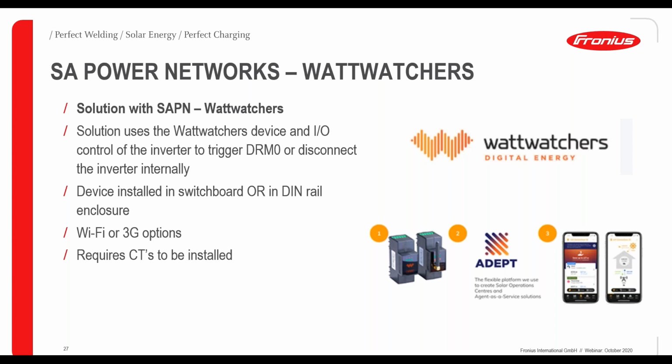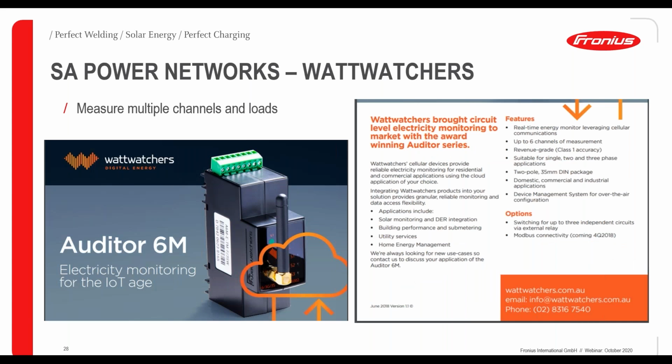So the device is installed in the switchboard. You can see it's a DIN rail mounted 2-pole device. It does have Wi-Fi or 3G options with that. It also uses CTs in order to record data as well if you want to do monitoring. So it does lots of energy monitoring. Multiple circuits can be measured on that as well. That's what the device looks like.